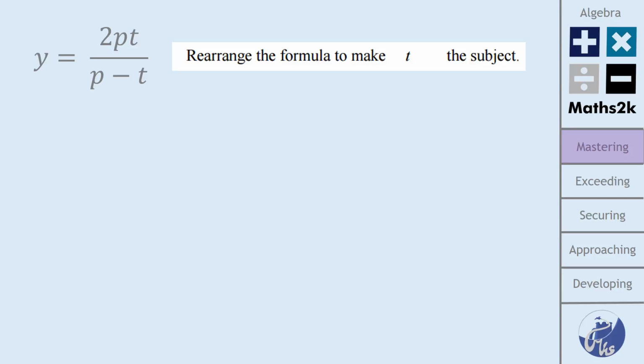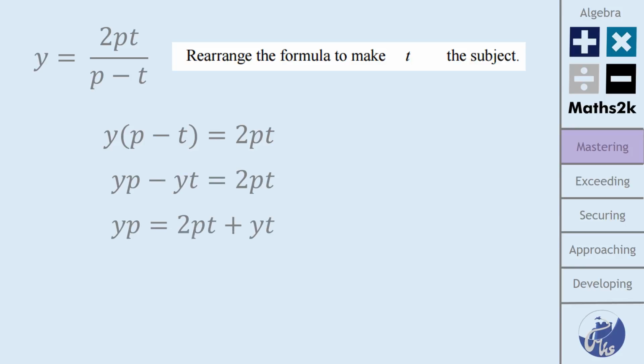So to rearrange this formula, we are going to have to first of all multiply by that denominator p minus t. This will then get rid of the fraction. Now when we do that, we will want to make sure that all of the left-hand side is multiplied by p minus t. So it's a good idea to put it in brackets, and then the formula will look like this. Now once we've got it to this point, we'd then want to expand the brackets and rearrange so that we end up with all the terms that contain a t on one side.